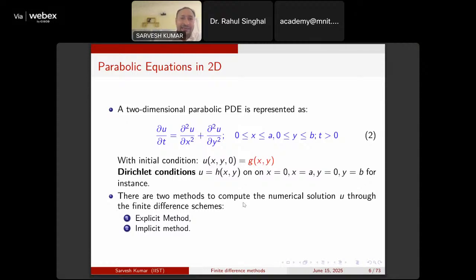Okay, but let's go with the two-dimensional parabolic problem. Here I will not go mathematically very deep, otherwise you will get bored also. Basically I'll give you some ideas, with which you can understand what the difficulties are.